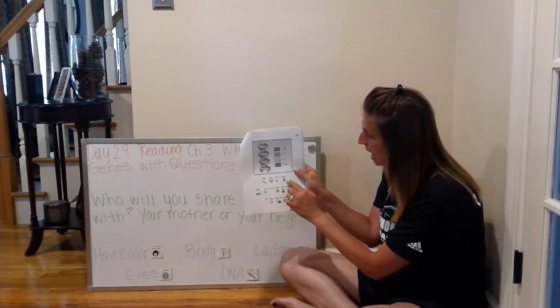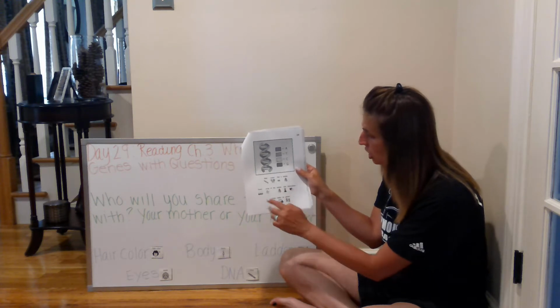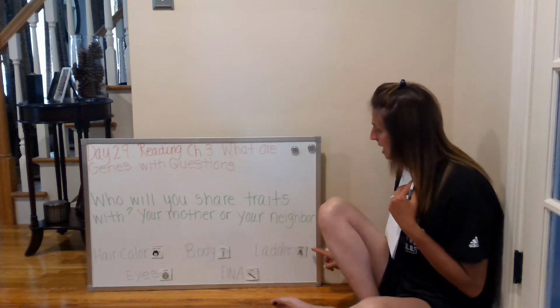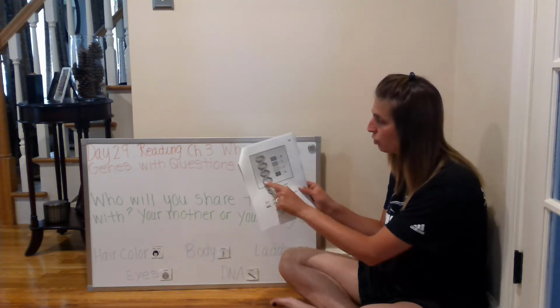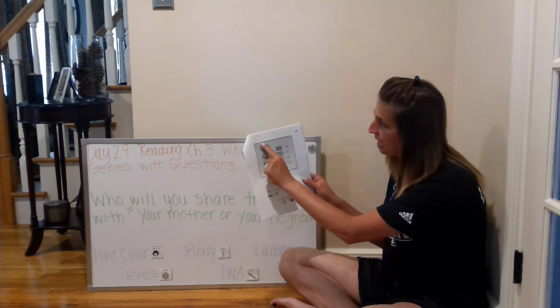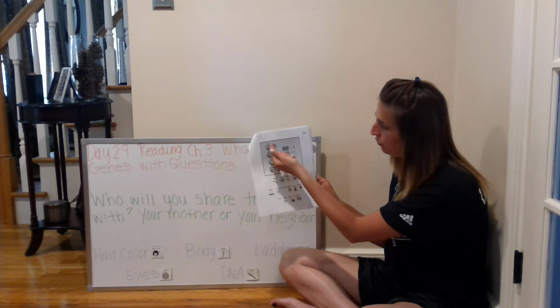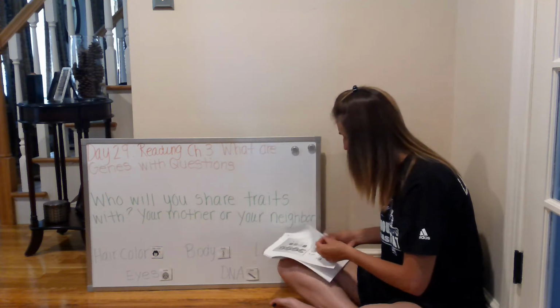DNA looks like a ladder. Each rung of the ladder has information. The rungs make up genes. So DNA is like a ladder, and each ladder has rungs, which are made up of genes. So here's a picture of the DNA, and you can see it's almost like a ladder form right in the middle.